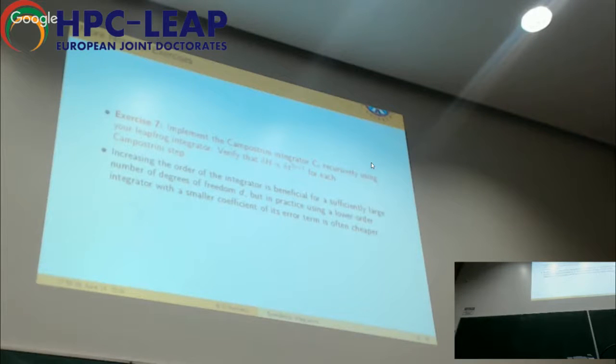Okay. So one comment that I do want to make in this discussion of Campostrini is that increasing the order of the integrator is clearly always beneficial if you have a sufficiently large number of degrees of freedom, d, the number of coordinates, because then you need to have a very small step size. The error is usually extensive in the number of degrees of freedom. So if you want to have a small error, you have to make delta tau correspondingly small, a bit like 1 over d usually.